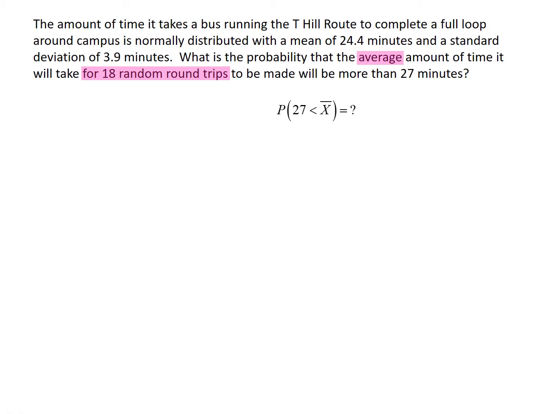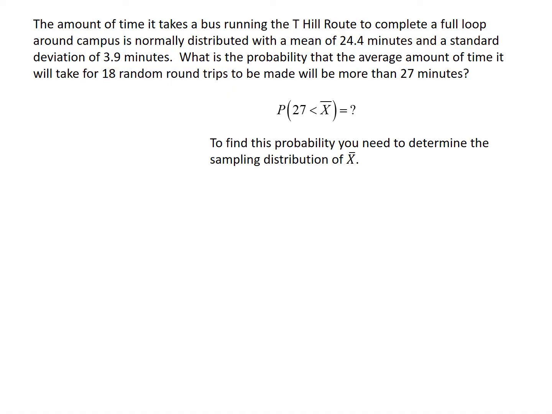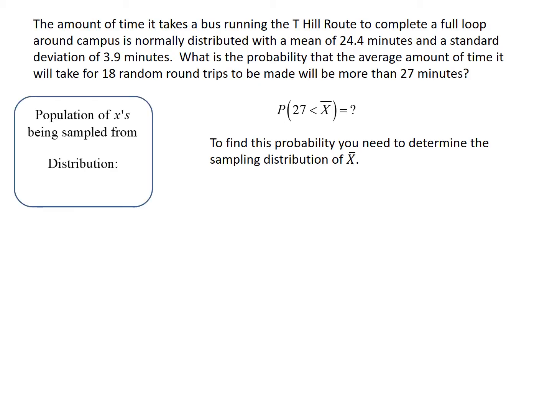Okay, so X bar is my variable. Like we talked about before, we know the average and the standard deviation for X bar, but that's not enough to find probabilities. We need to know the distribution. So if we're going to find this probability, we have to know the sampling distribution of X bar, and that depends on the population that we're sampling from.